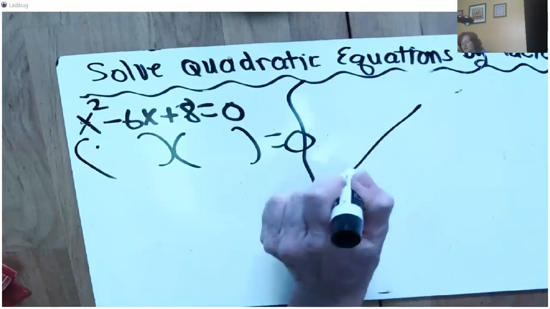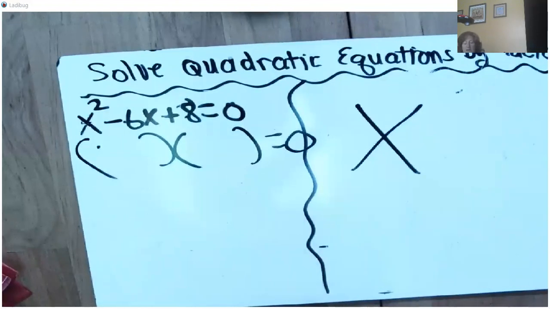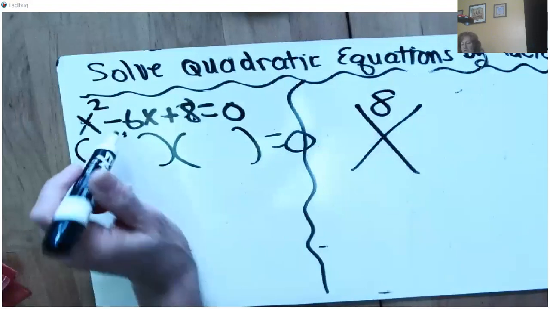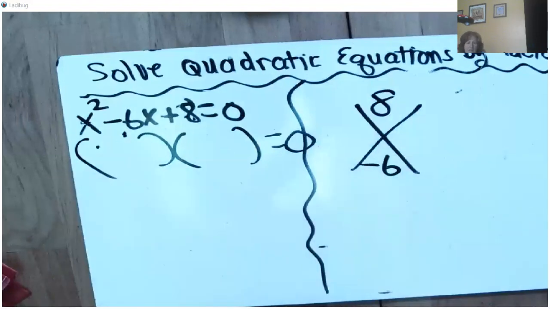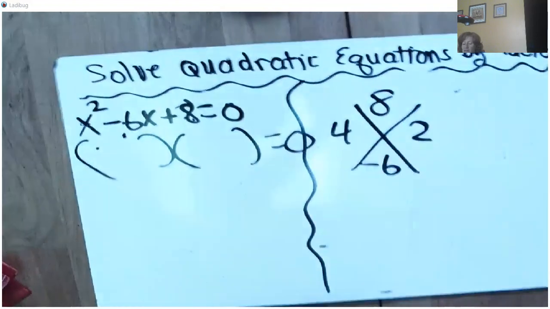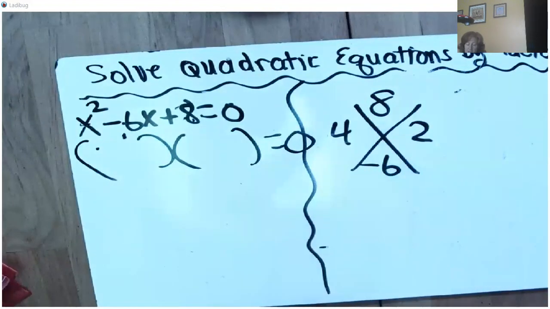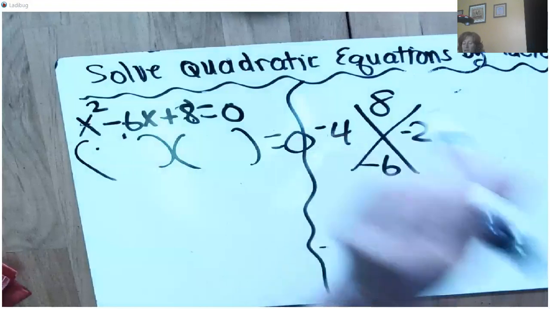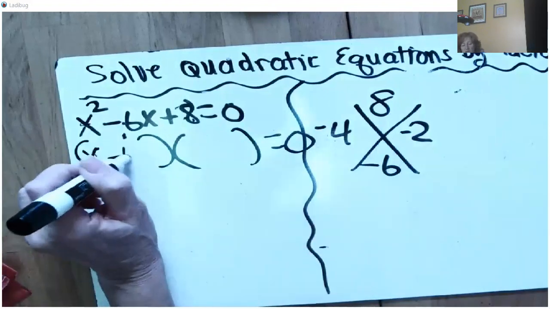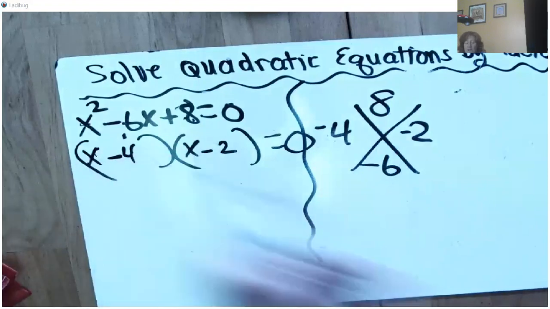This is when you can use your diamond or your X method. We're looking for two numbers that multiply to make 8, but add up to negative 6. Okay? Well, I know a 4 times a 2 makes an 8, but when I add them, it gives me positive 6. So these must both be negative, because a negative times a negative will make the positive 8, and a negative 4 plus a negative 2 will make a negative 6. So now I know it's x minus 4 and x minus 2.